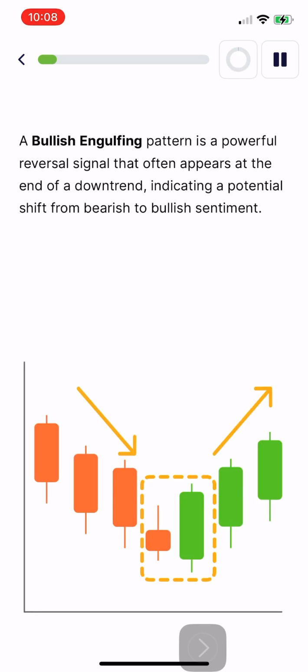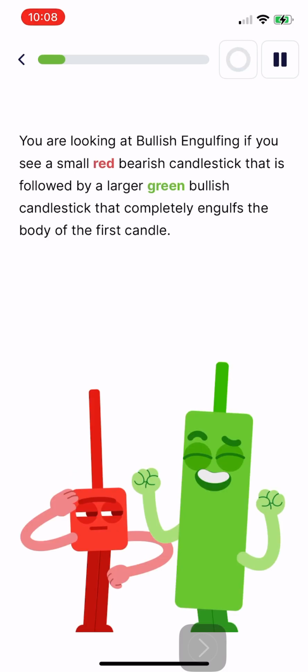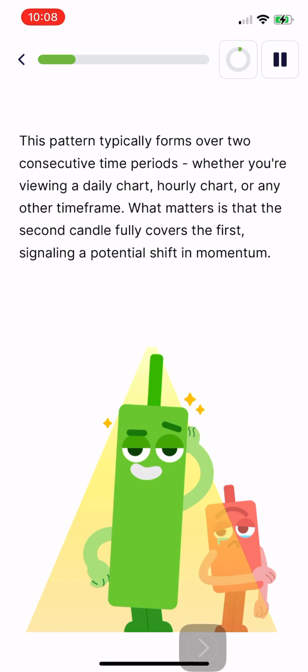A bullish engulfing pattern is a powerful reversal signal that often appears at the end of a downtrend, indicating a potential shift from bearish to bullish sentiment. You are looking at bullish engulfing if you see a small red bearish candlestick that is followed by a larger green bullish candlestick that completely engulfs the body of the first candle. This pattern typically forms over 2 consecutive time periods, whether you're viewing a daily chart, hourly chart, or any other time frame. What matters is that the second candle fully covers the first, signaling a potential shift in momentum.